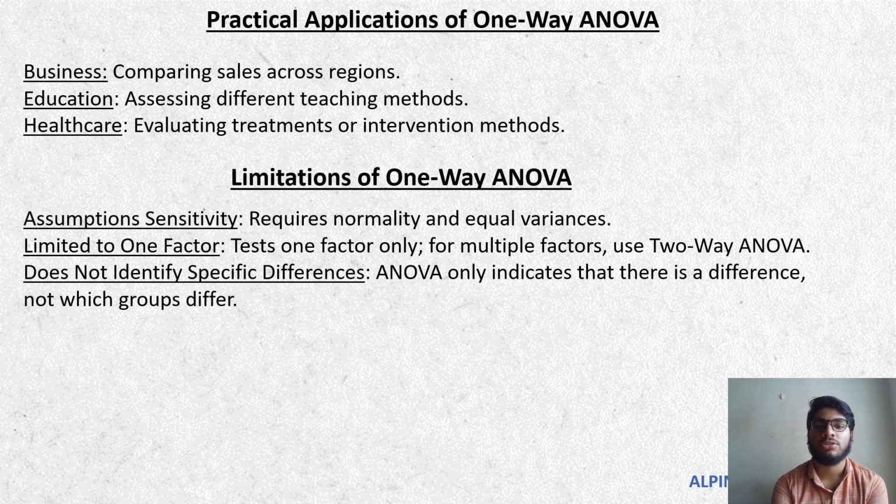Next, limitations of one-way ANOVA. Assumption sensitivity: it requires normality and equal variances. Limited to one factor: it tests one factor only. For multiple factors, we need to use two-way ANOVA. Next, it does not identify specific differences. ANOVA only indicates that there is a difference, not which groups differ.